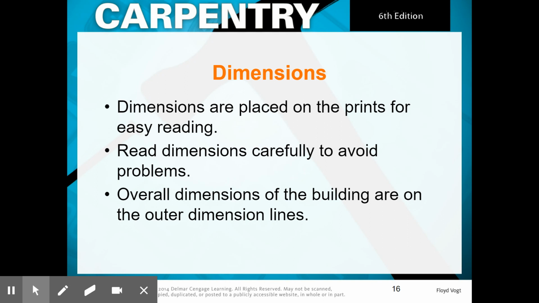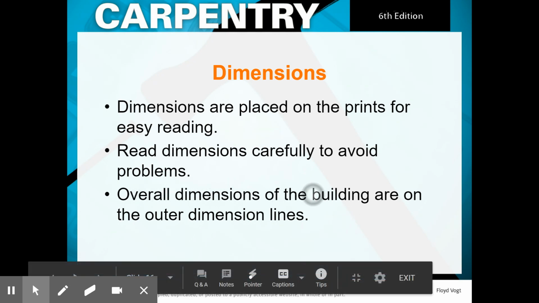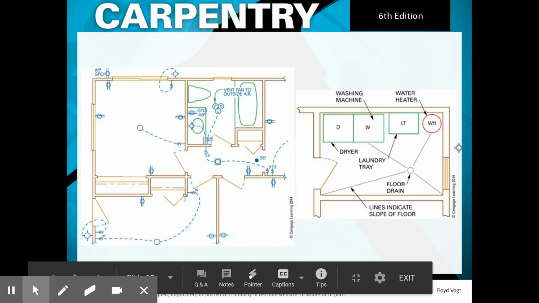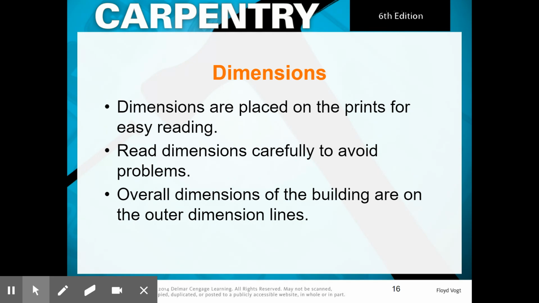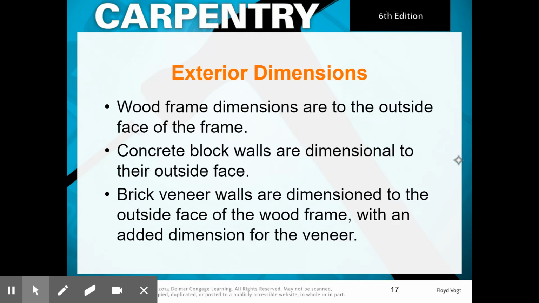Overall dimensions of the building are on the outer dimension lines. And if you're reading a print, sometimes this is easy to get confused, because depending on the finish and where you're pulling your lines from and which ones you're looking at, they could be a few inches different. Wood frame dimensions are to the outside face of the frame, so this would be out to out.